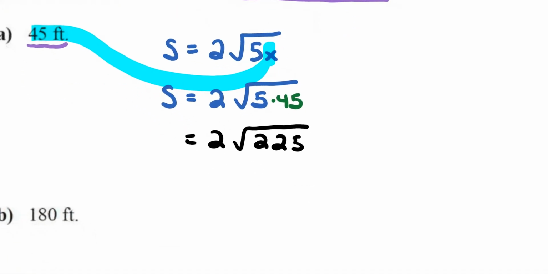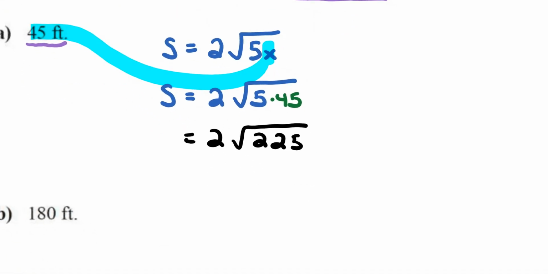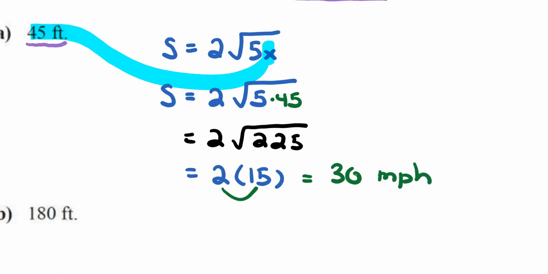And I believe the square root of 225 has come up before in a previous problem, and that's going to be 15. So 15 times 15 is 225. So the square root of that is going to be 15. And 2 times 15 is going to be 30. So 30 miles per hour. So the car was going 30 miles per hour, and it produced a skid mark of 45 feet.